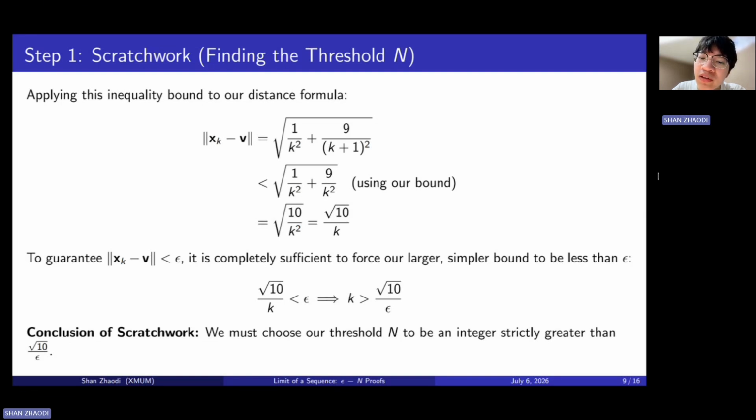To guarantee our distance is less than epsilon, it is sufficient to force this simple bound to be less than epsilon. This gives us k is larger than the square root of 10 over epsilon. And just like that, our scratch work is done. The threshold N must be an integer greater than the square root of 10 over epsilon.